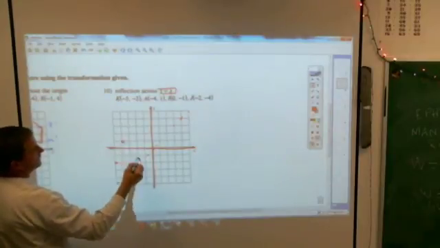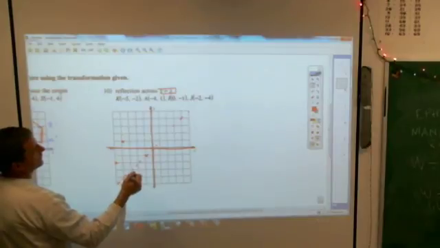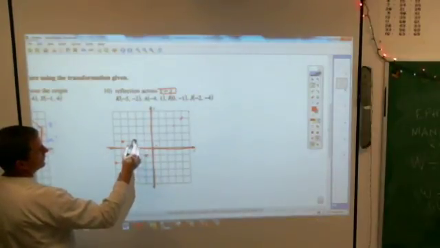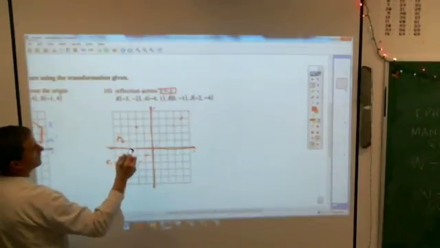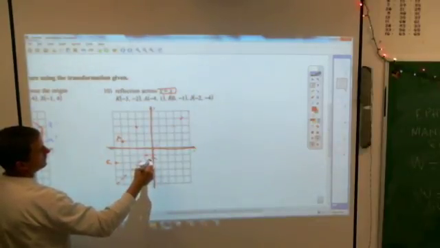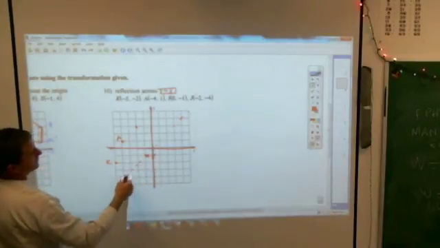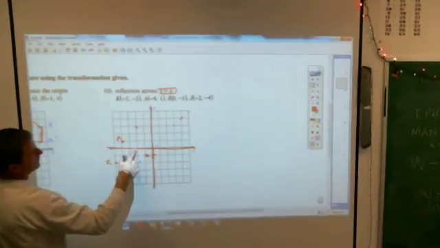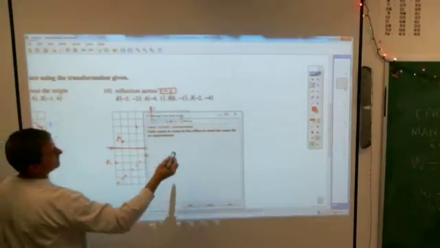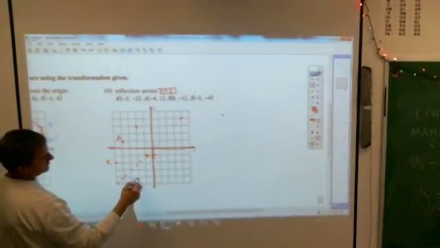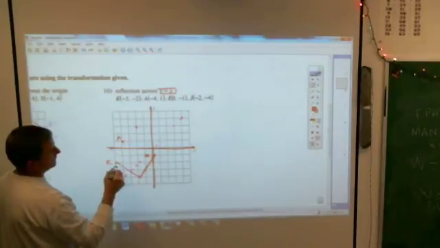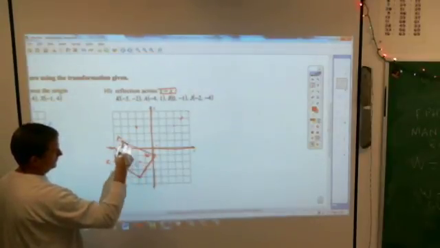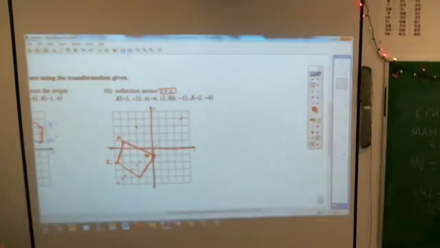-4, 1. 0, -1. -2, 4. K, A, I. 0, -1 is right here. Oh boy, -4. Make sure I get this thing right here. Does your shape look like this? Yeah. Wait, no, it doesn't. Oh yeah, that's my shape. Mine does. But how do you rotate?